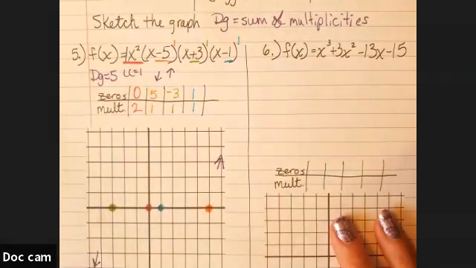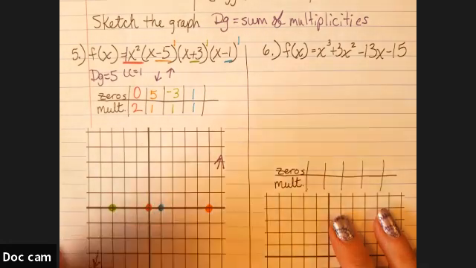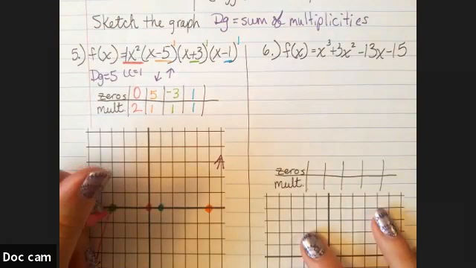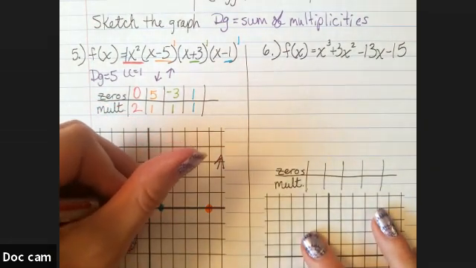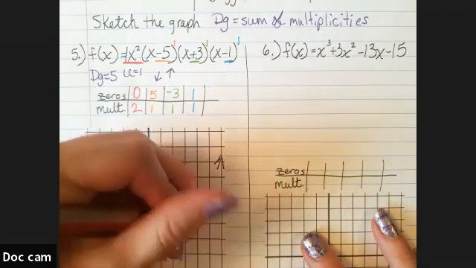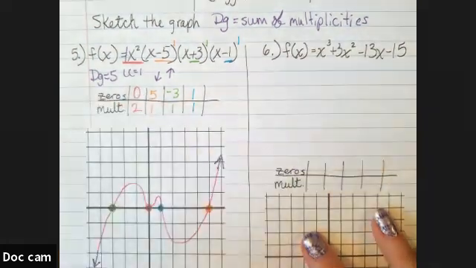All right, now I'm going to go ahead and draw my graph. Okay, so all of my multiplicities are 1 except for right here. So it's going to go straight through. And then when it gets here, it's going to bounce off. And then it's going to go straight through, straight through. So straight through, bounce, straight through, and straight through.